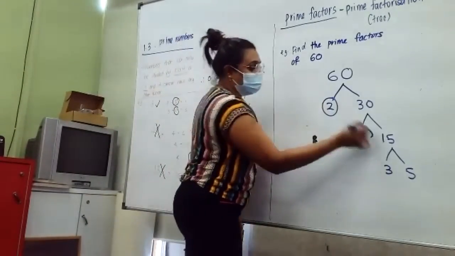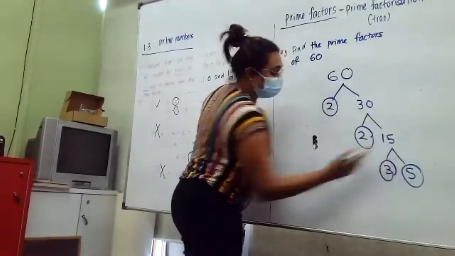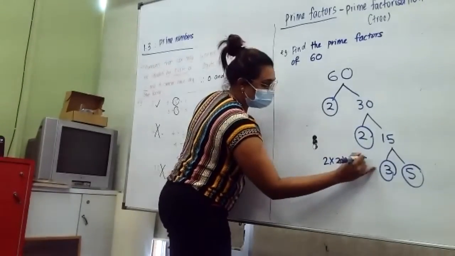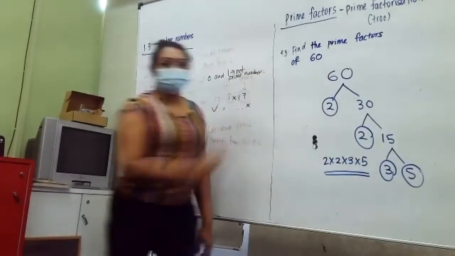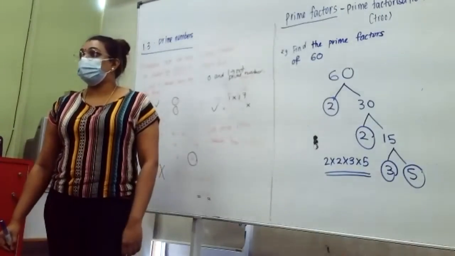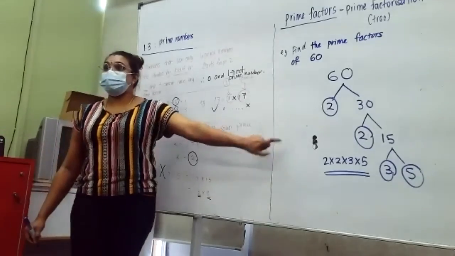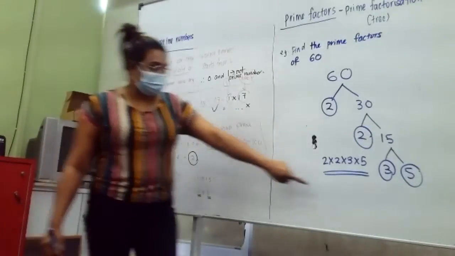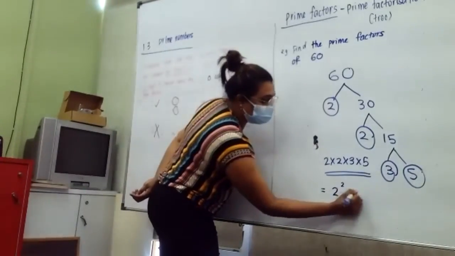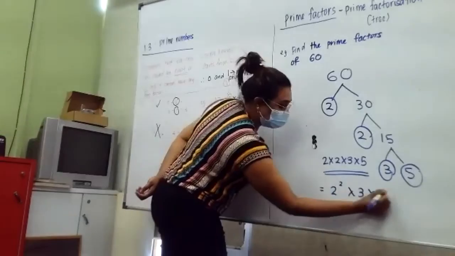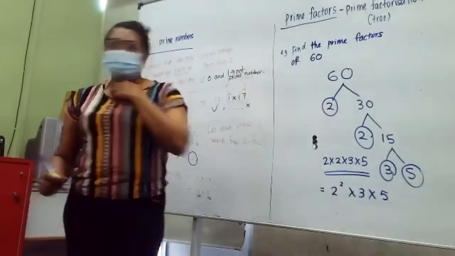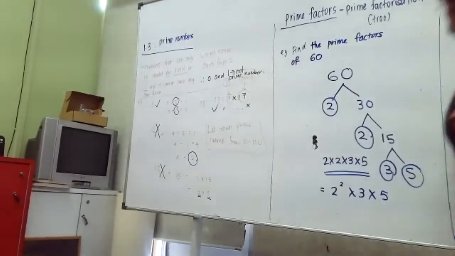So your answer, you take up all the numbers. So 2 times 2 times 3 times 5. This is the answer. No need to count. Prime factorization, you don't have to count. You just have to write like this. Or you can write 2 square times 3 times 5. Okay? Clear? Okay, let's do another example.